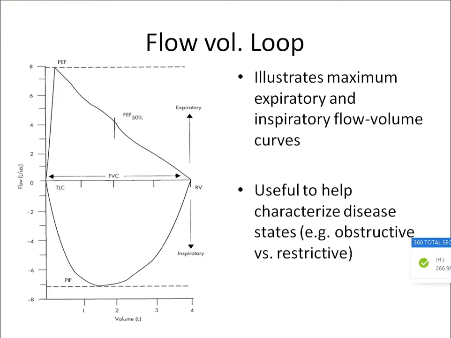This diagram is a flow volume loop. A flow volume loop shows the expiratory portion and the inspiratory portion. Above the x-axis is the expiratory portion, below the x-axis is the inspiratory portion. It illustrates maximum expiratory and inspiratory flow volume curves. It is useful to help characterize disease states, like whether there is obstruction or restriction.